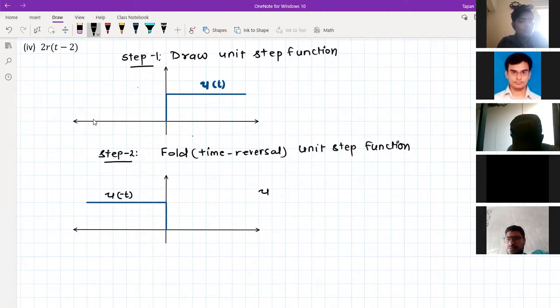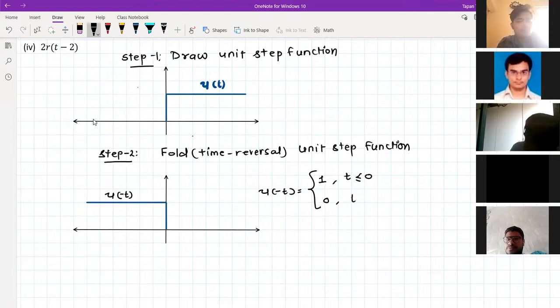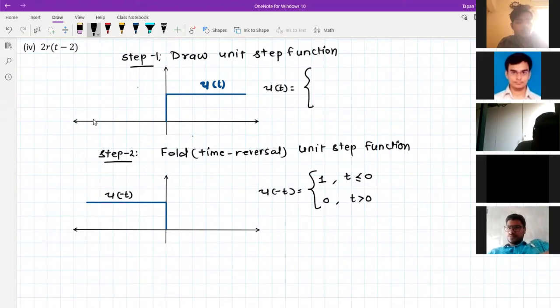u of minus t is equal to 1 for t less than or equal to 0, and it is 0 for t greater than 0. Earlier we have seen that u of t is equal to 1 for t greater than or equal to 0, and it is 0 for t less than 0. Okay, so now everything changes completely. It is reversed, right?